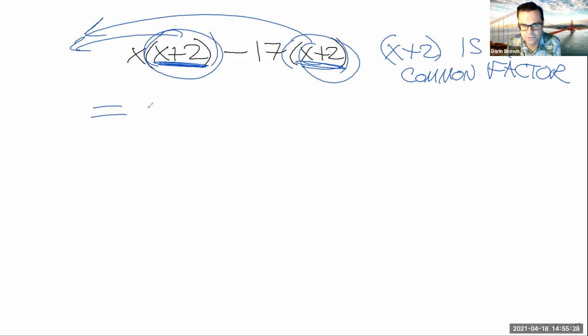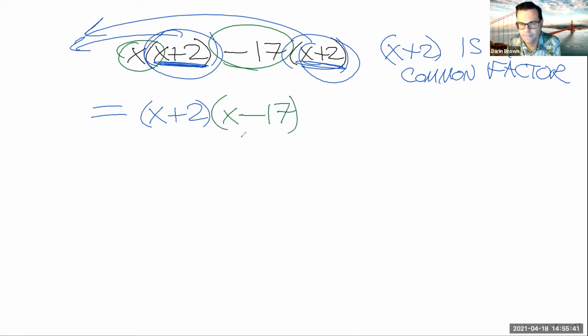So let's do that. If we factor out x plus 2, what is left over? There's a factor of x there, and then there's minus 17. So what we're left with is x plus 2 times x minus 17.